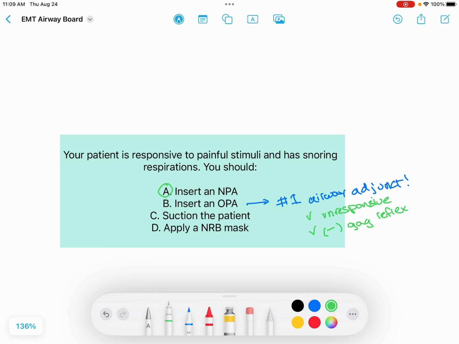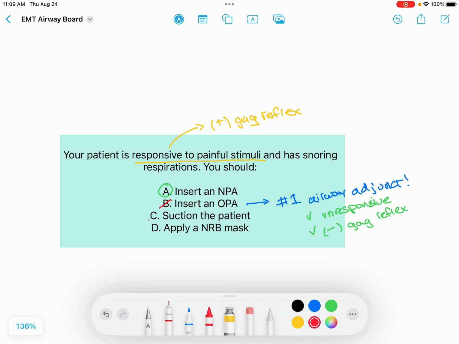Now here they indicate that this patient is responsive to painful stimuli. And so generally speaking, when we see that, we know that they more often than not will still have a gag reflex because their brain is not completely offline. So I can't really shove something down their throat when they have a gag reflex. So B is out. We can get rid of B. Suction the patient. They don't tell us anything about gurgling or secretions or blood in the airway or anything like that.